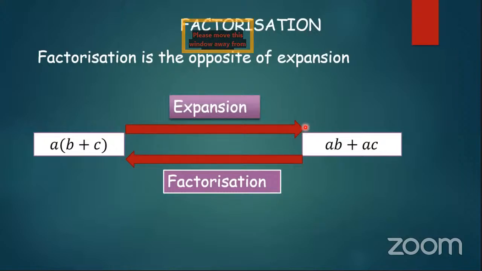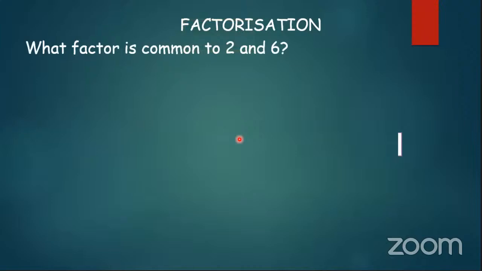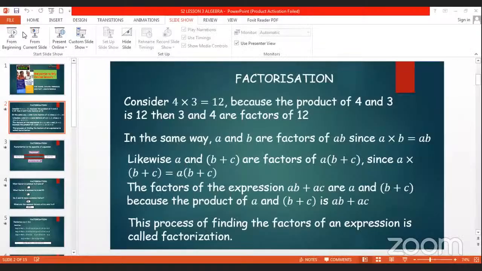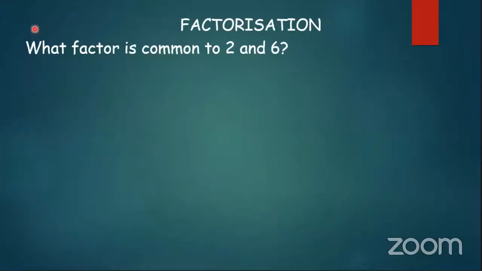Okay, some brilliant answers in the chat. I've seen them. Thank you. Yes, so we continue. When we are factorizing, what we need most is the common factor. So here we are asking ourselves, what is the common factor of 2 and 6? Let me first stop sharing and remove this thing that is appearing. What is a common factor to 2 and 6?